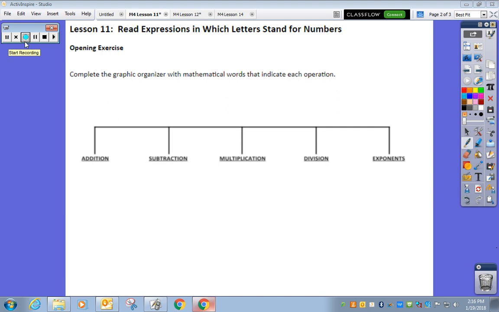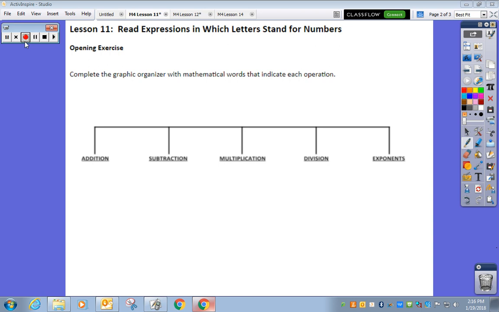Okay, so in lesson 11, we're going to look at reading expressions in which letters stand for numbers. The opening exercise asks us to complete the graphic organizers with mathematical words that indicate each operation. So we're just looking for those words that we would refer to as keywords that tell us when we're using a certain operation. In class, we've come up with a list.